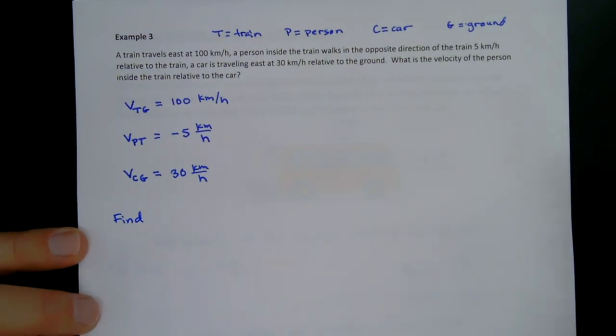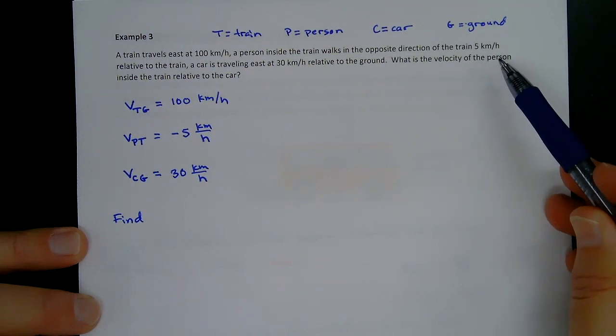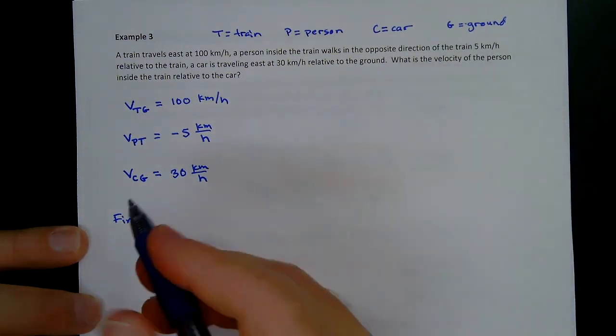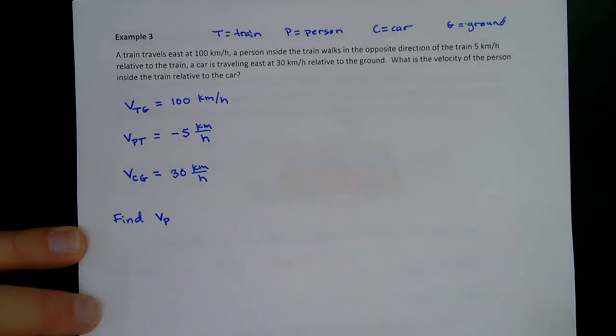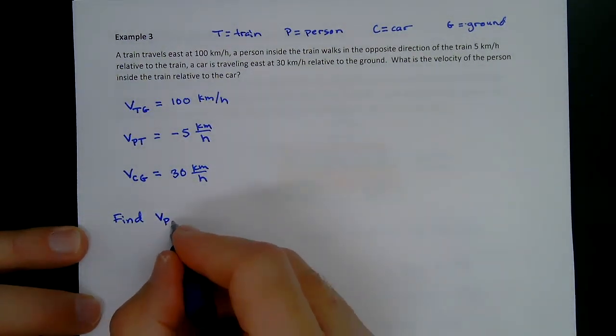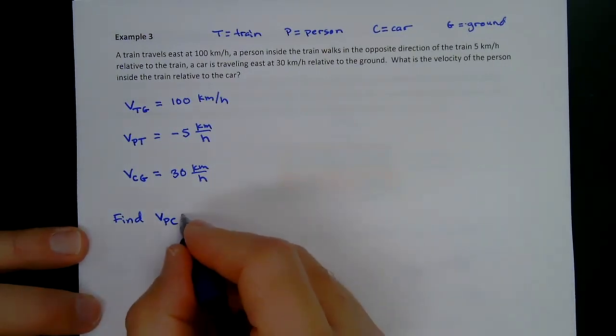Okay. And what do we want to find? We want to find what is the velocity of the person inside the train relative to the car. So we want to find the velocity of P relative to the car. So we want to find V sub PC, right? What is this equal to?